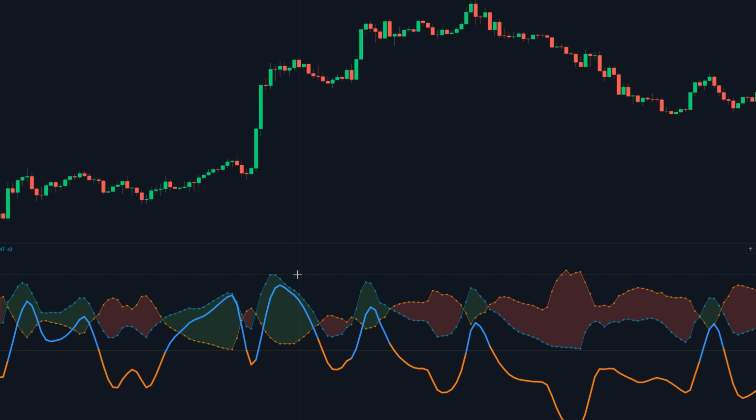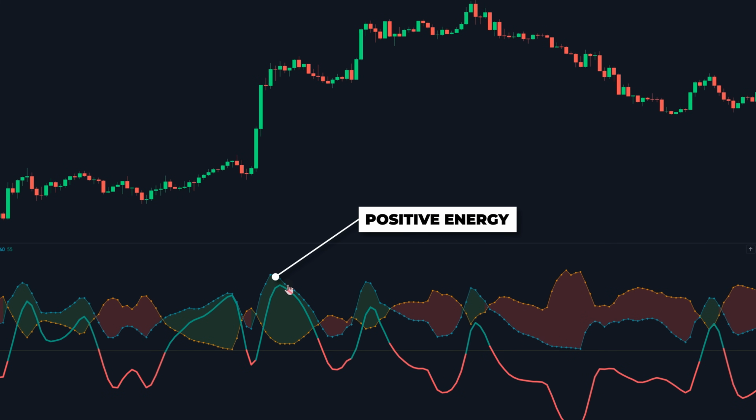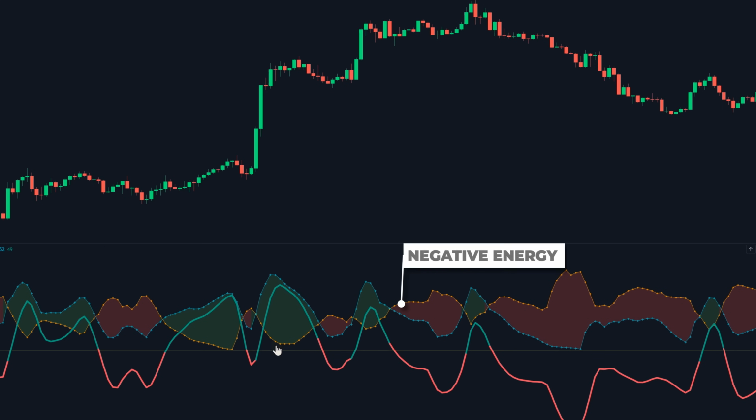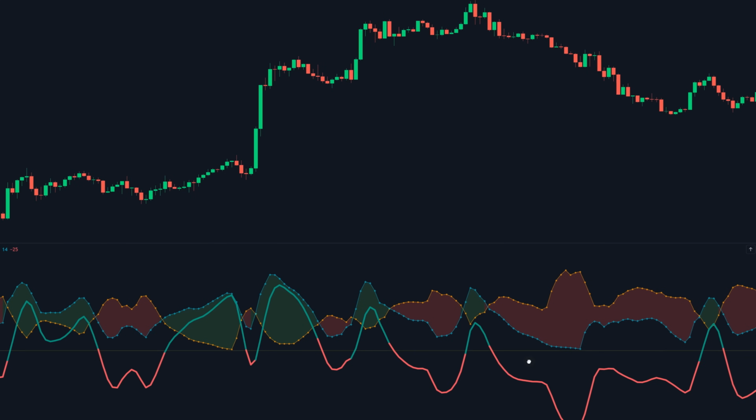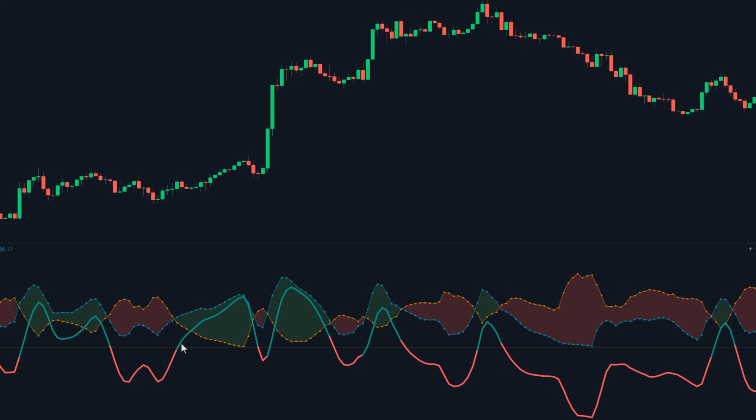Now, let's go over this indicator's components. This blue line with crosses represents positive energy, or the buying strength in the market. This orange line with circles indicates negative energy, or the selling strength in the market. This thick green and red line represents the net energy, and crosses above or below the zero line are the main signals to watch for, indicating a shift in market control between buyers and sellers.